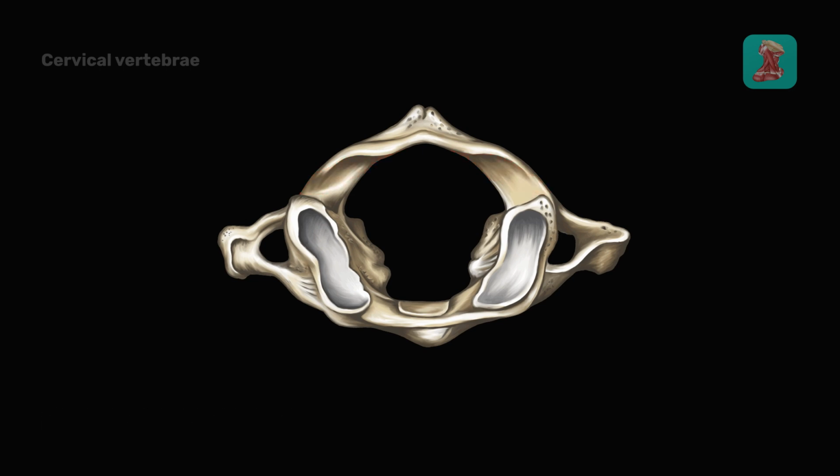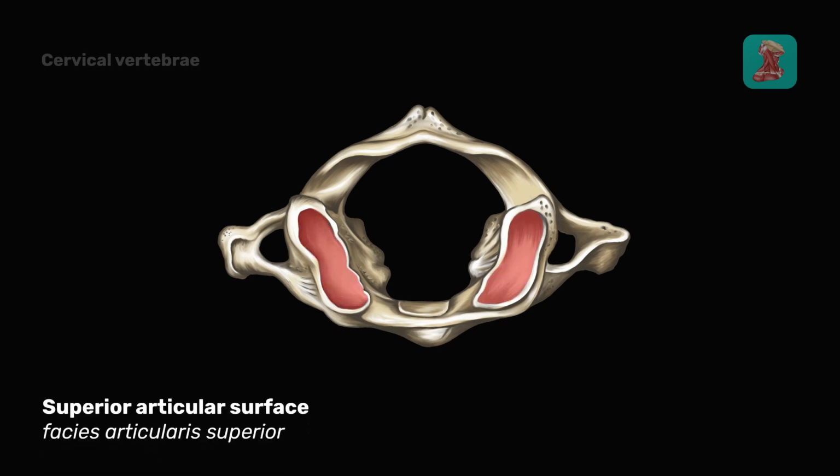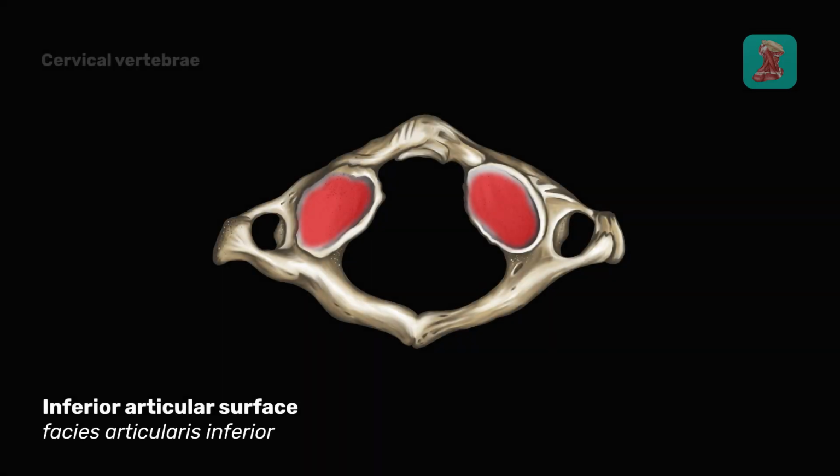There are 2 pairs of articular surfaces on the lateral masses. The superior articular surfaces serve to articulate with the occipital condyle. The inferior articular surfaces serve to articulate with the second cervical vertebra.